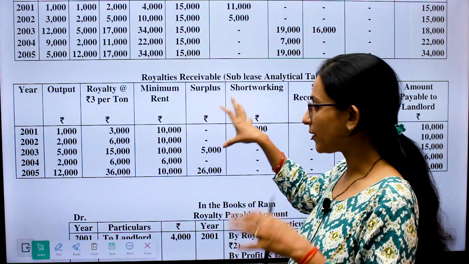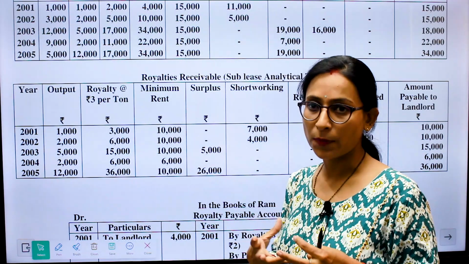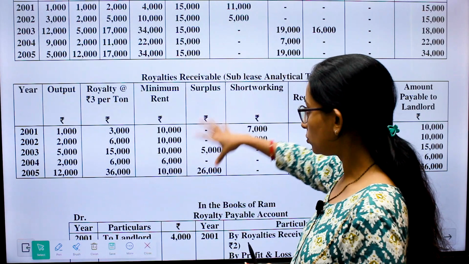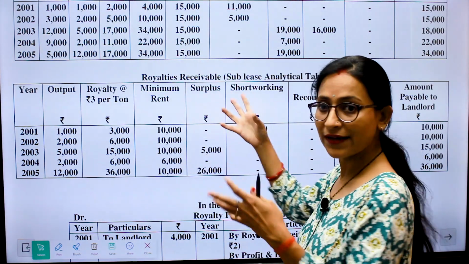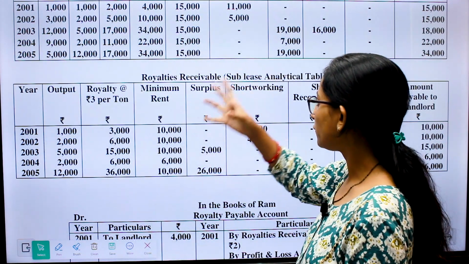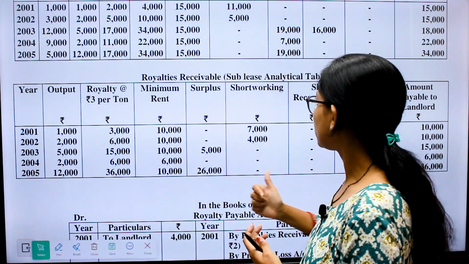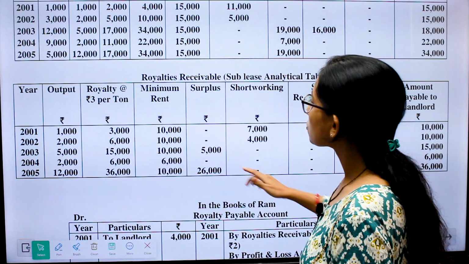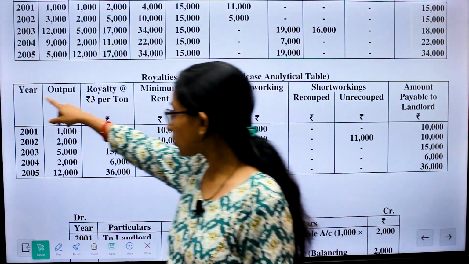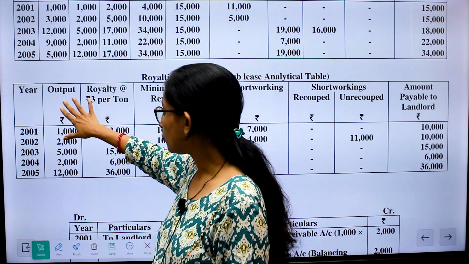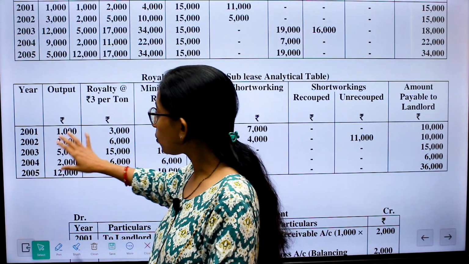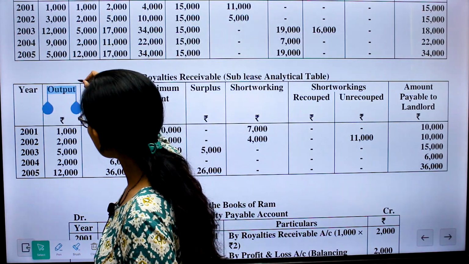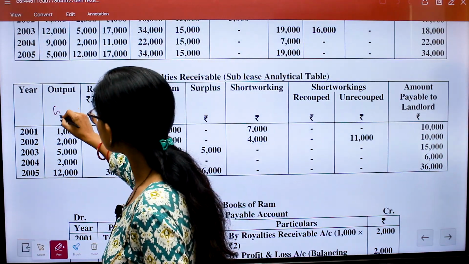This table is prepared with the help of the data of Gopal. Why royalty receivable? Because this amount is received by Ram. This royalty amount will be receivable by Ram. That's why we are calling it the royalty receivable table. Okay. So first, the same, here also we will prepare the year column and output column. In the output column we will only write the output of Gopal. This output is of Gopal.